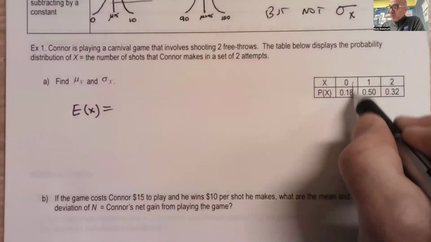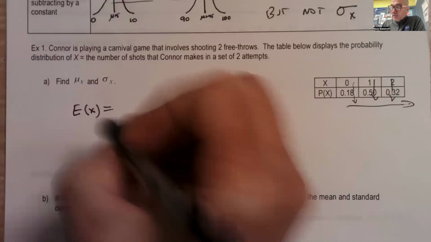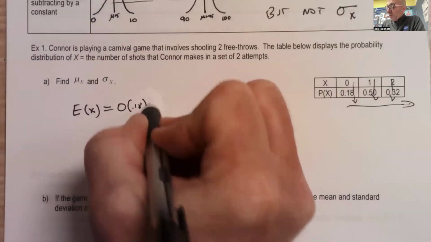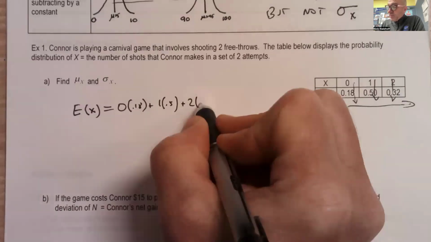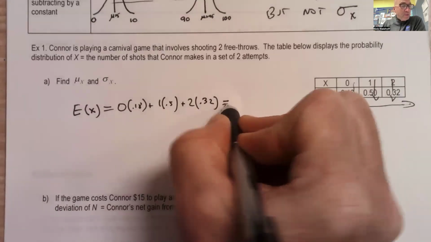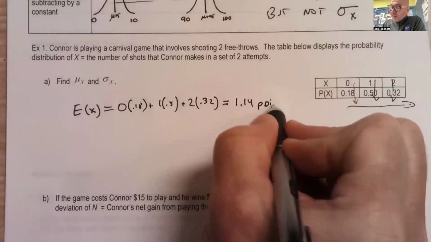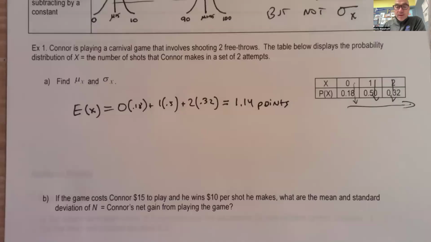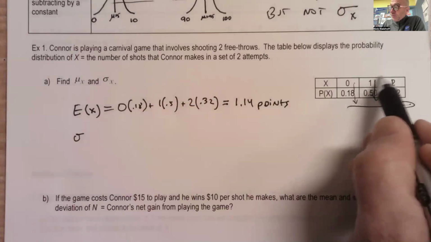My key for this one, or my way of thinking, is multiply down and then add across, right? So 0 times 0.18 plus 1 times 0.5 plus 2 times 0.32. I think that equals, I did it earlier, 1.14 points or baskets made or something like that. All right. Which should make sense, right? We're just a little bit to the side of 1.